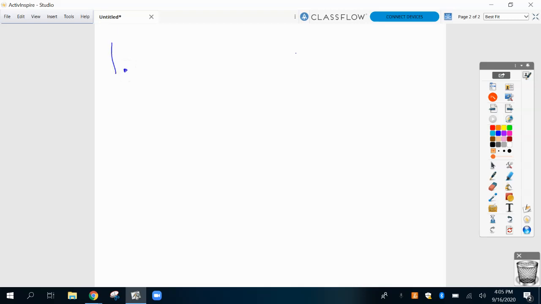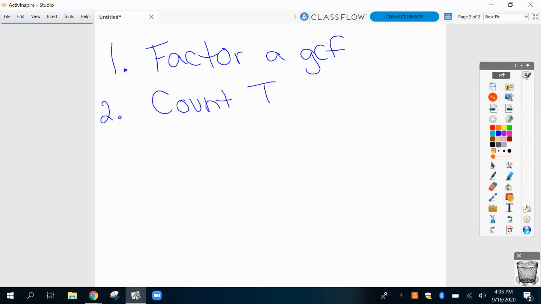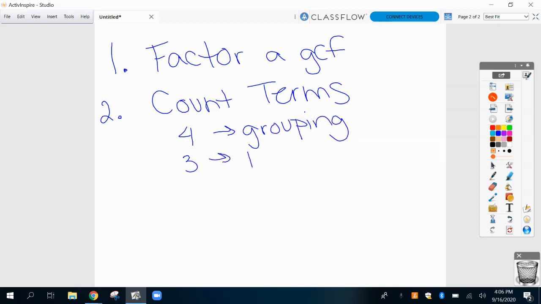The first thing that we're going to do is look for a GCF. If there's a GCF, we're going to factor that out. That was terrible writing. We're going to factor out a GCF if we can. Then we're going to count the number of terms. If it's 4 terms, we're going to do grouping. If it's 3 terms, we're going to do a trinomial. If it's 2 terms, we're going to do a special case.